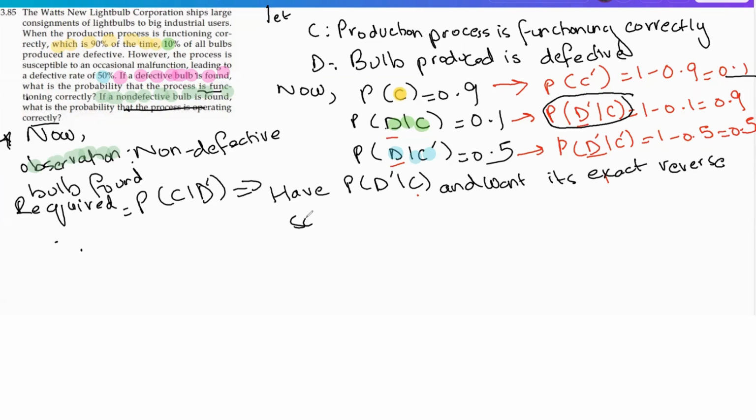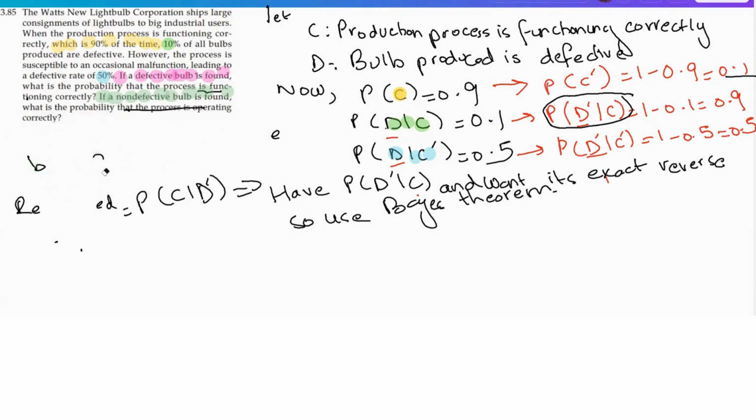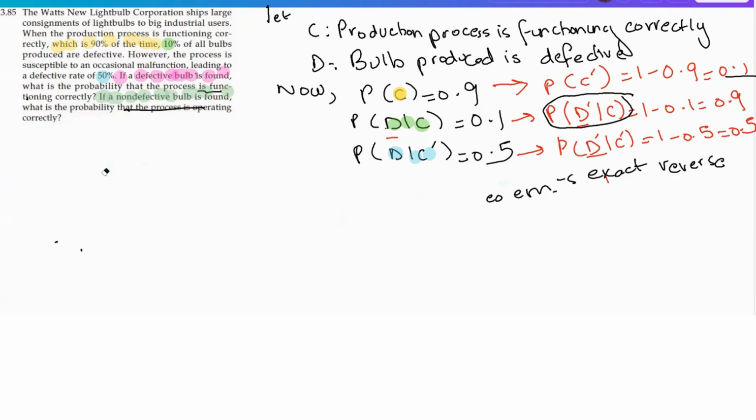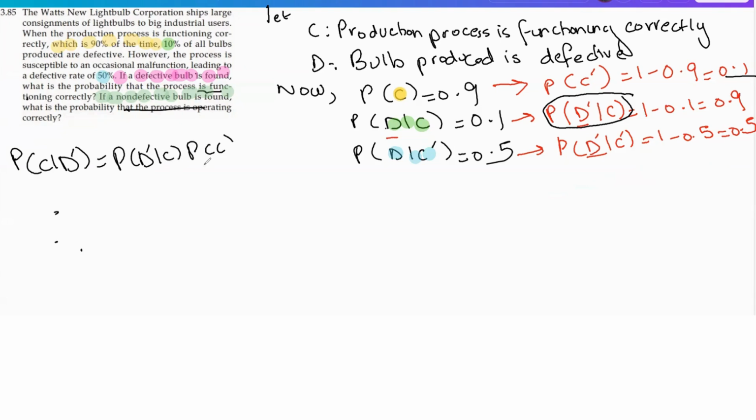So use Bayes theorem. Remember, we said we use Bayes theorem when we're given one conditional probability. We're given the probability of D prime given C, and we want to find its exact opposite. So now let's apply Bayes theorem here. We want to find the probability of C given D prime. So this would be the probability of D prime given C into the probability of C, divided by the probability of D prime.